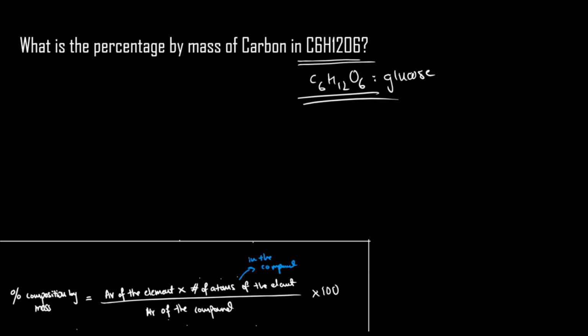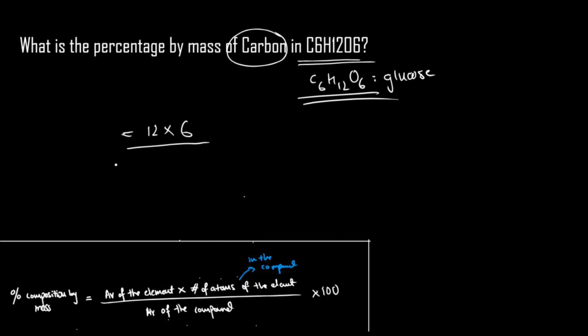So again, if you remember the formula, these questions are a piece of cake. So AR of the compound. Well, which element are we interested in? Carbon. What will be the AR of carbon? That's 12. How many atoms of carbon are present in this glucose molecule? 6. So 12 into 6. And then we need to deal with the MR of the compound.